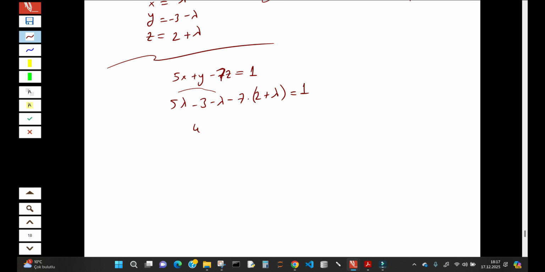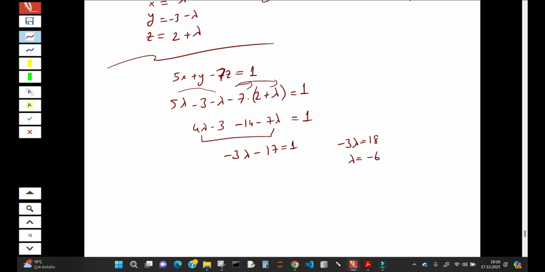For example, in here we can write 4 lambda minus 3, and when you distribute this minus 7, it's going to be minus 14 minus 7 lambda equals 1, and minus 3 lambda minus 17 equals 1, minus 3 lambda equals 18, and lambda equals minus 6, right?